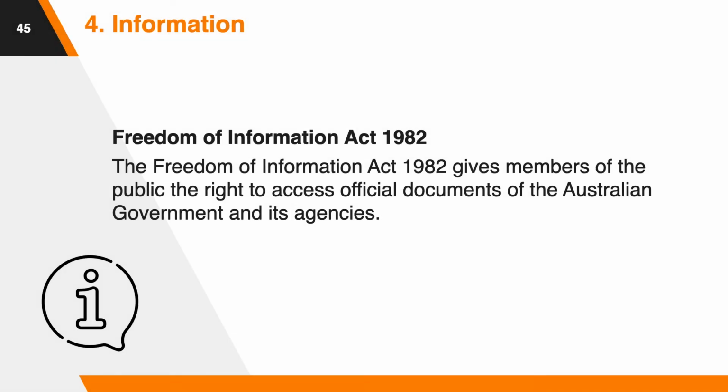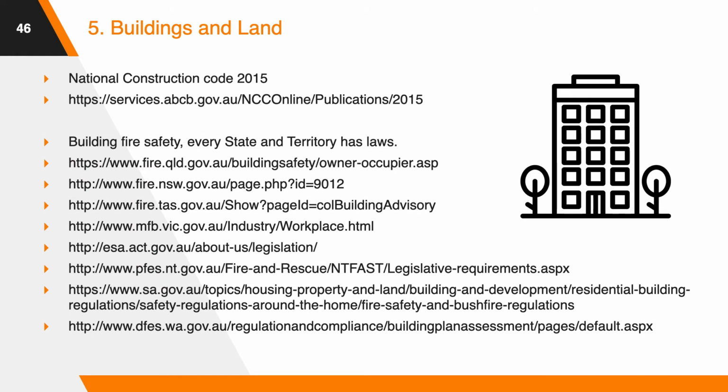Freedom of Information Act gives members of the public the right to access official documents of the Australian government and its agencies. The next section is about buildings and land. We have the National Construction Code, and with the National Construction Code, the different shire councils around Australia follow that and amend it to suit their particular areas, but there is one national code. And then for every state and territory, we have a fire safety organisation, and you can see them there.